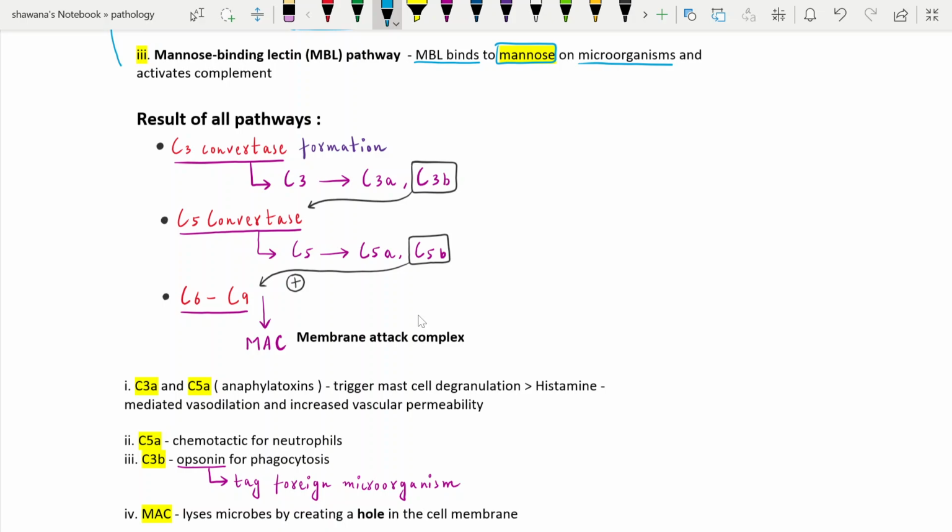C5b is going to combine with C6 to C9. It means that C6, C7, C8 and C9 are going to combine with C5b and form the membrane attack complex. This membrane attack complex produces a hole in the cell membrane of the microbe and is going to attack it. Let's revise it. C3 convertase is formed, converts C3 to C3a and C3b. C3b forms C5 convertase. It converts C5 to C5a and C5b. C5b combines with C6 to C9 and forms the MAC, i.e. membrane attack complex.